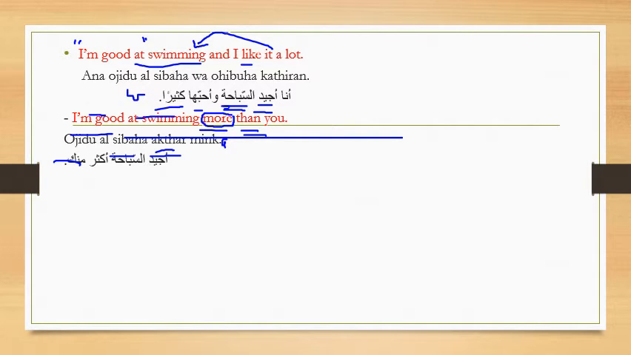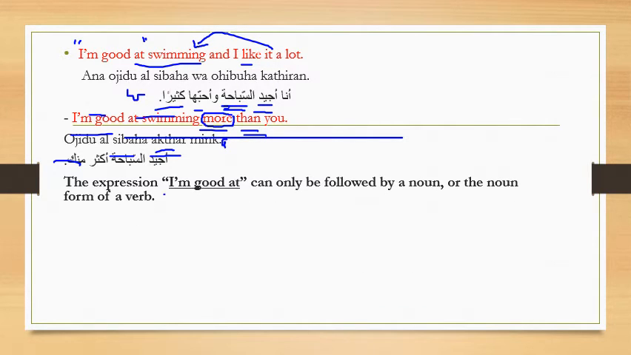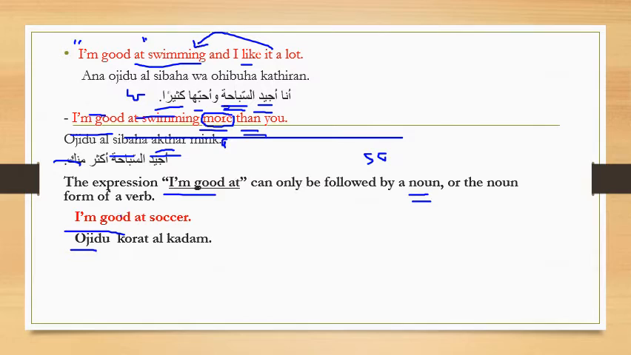Here we are using what's your hobby, and you are comparing what you know with other people. So the expression I am good at can only be followed by a noun. So either you say I am good at soccer. When you say I am good at soccer, here you are using a noun, or the noun form of a verb like swimming. Okay, so here we have another example. I am good at soccer. I am good at is أجيد. After it came a noun. So أجيد, soccer is كرة القدم. So أجيد كرة القدم.